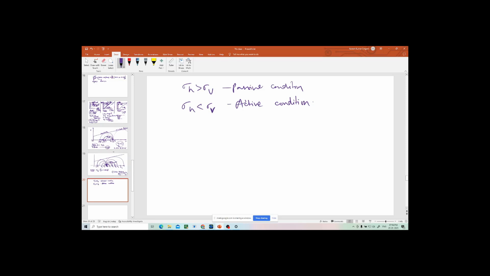Now if you understand these things: at failure in the passive condition sigma h is greater than sigma v, and at failure in the active condition sigma h is less than sigma v. You understood that they are nothing but, if this is a failure envelope, this may be sigma v, this may be sigma h, whatever, irrespective of any condition, these are principal stresses, right?